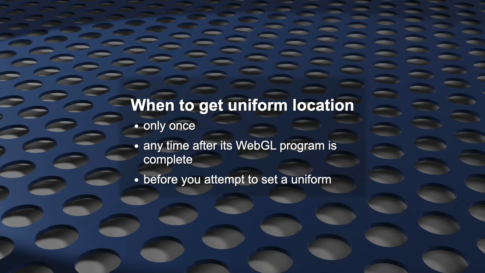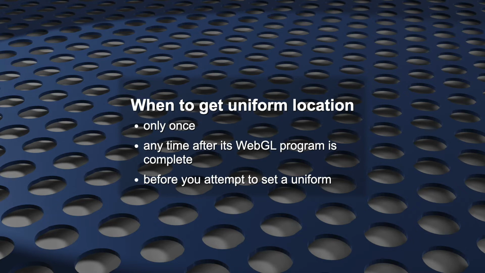So, since the WebGL program won't change once it's been compiled, this value won't change either. So you only need to ask for it once per WebGL program after you've compiled and linked its shaders. You definitely don't want to ask for a location for every animation frame or for every draw call. You're going to get back the same value again and again.